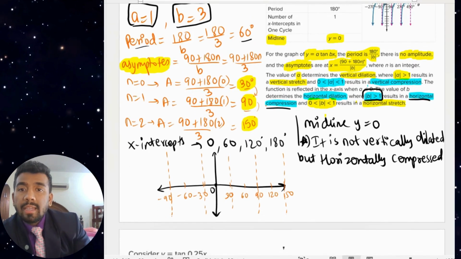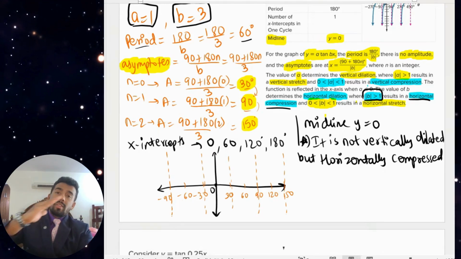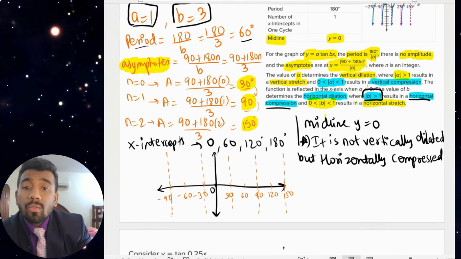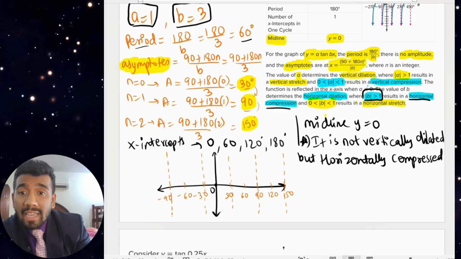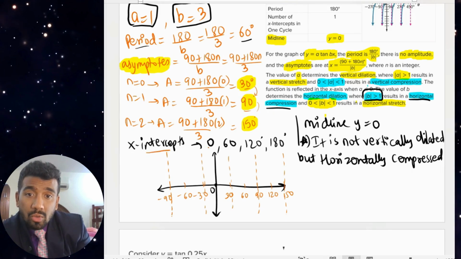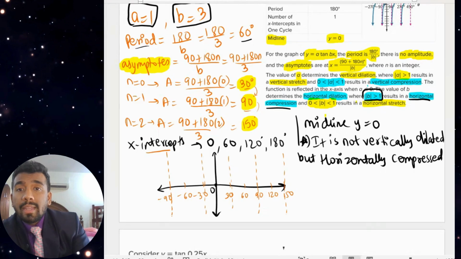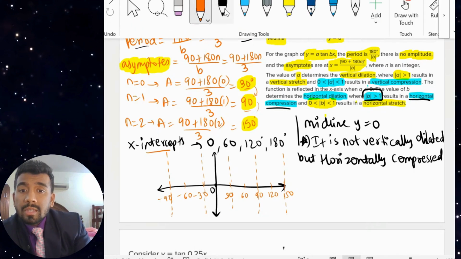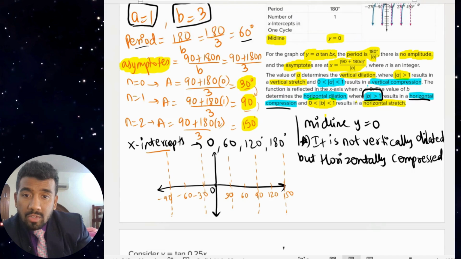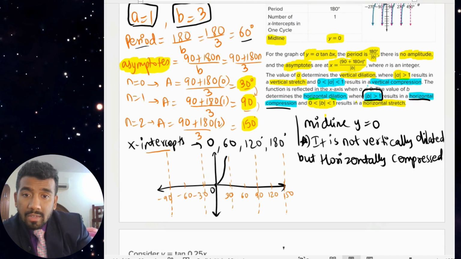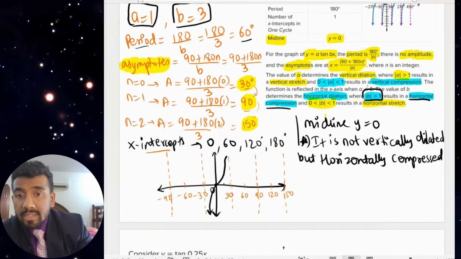Next, what did I say? After you draw asymptote, you have to draw the graph. But to draw the graph, you should know from where it starts. So it starts at the x-intercept, where it is 0, 60, 120. So let's take the black line. So at 0, it starts and it goes up like this and it goes down like this. As I told, it doesn't touch the asymptote.